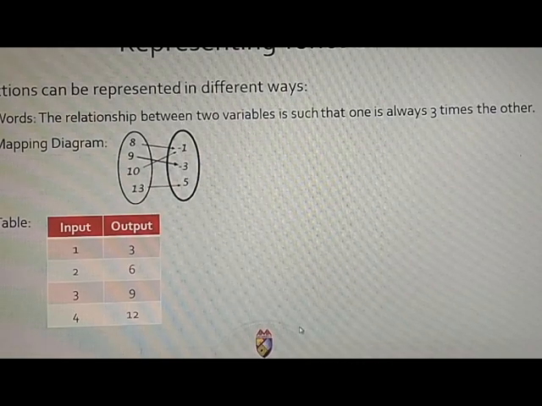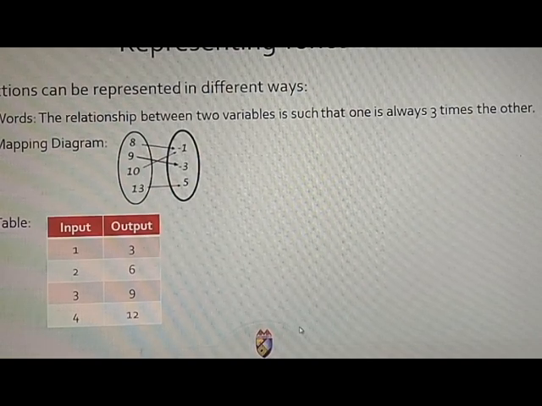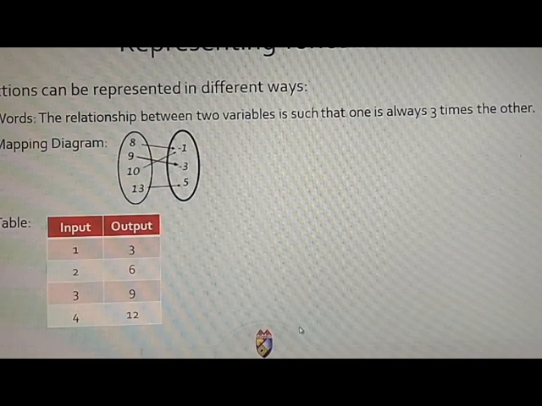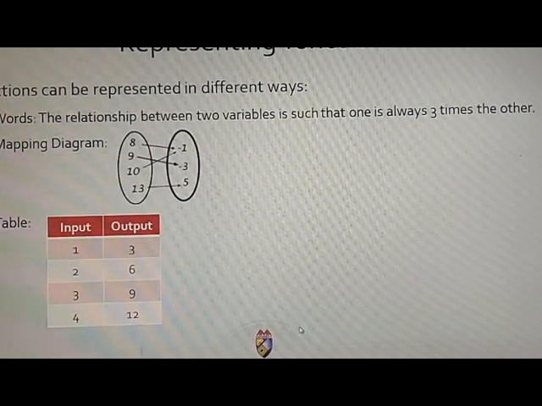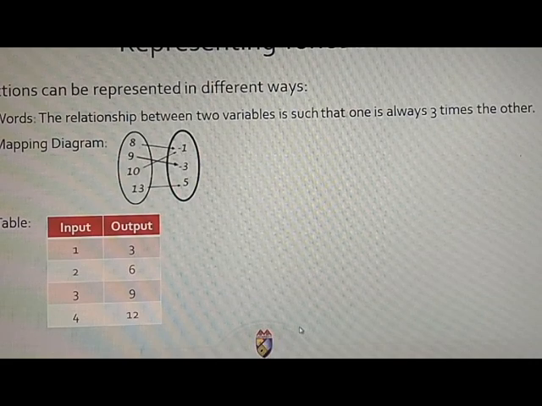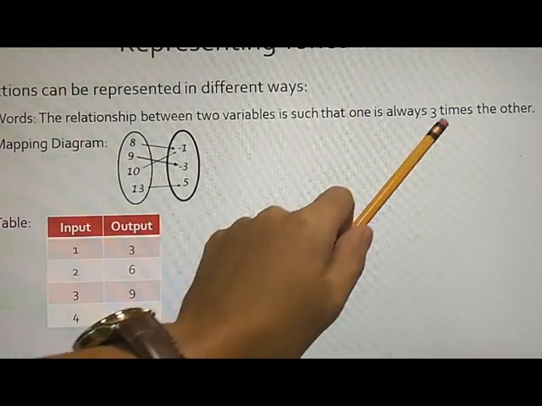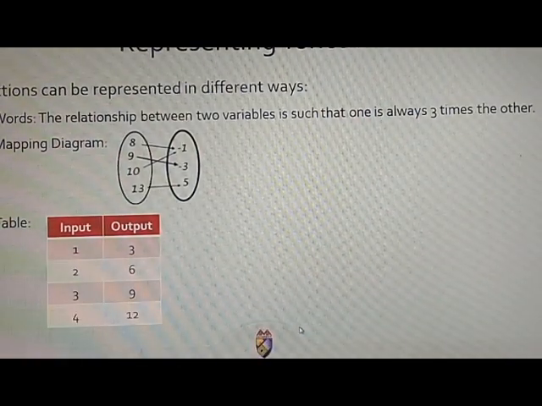Representing functions. So how do we usually represent functions? Functions can be represented in different ways. Number one, or the first one, is through words. So the relationship between two variables is such that one is always 3 times the other. So that is one example of how to represent functions through words.